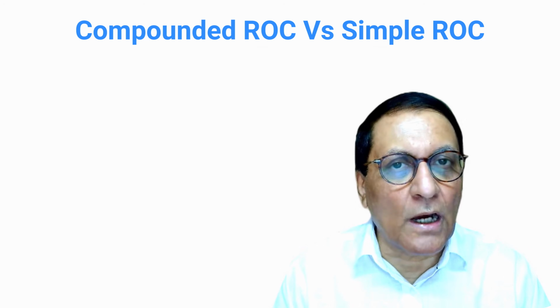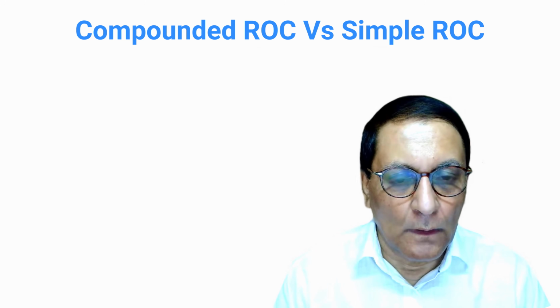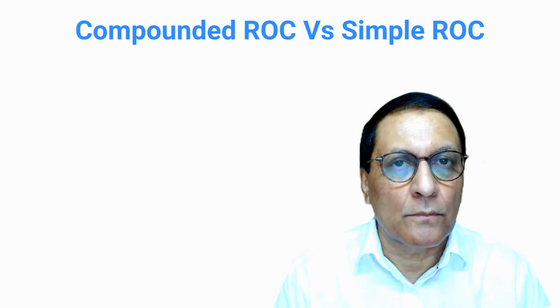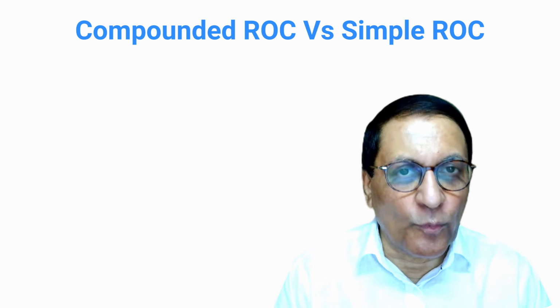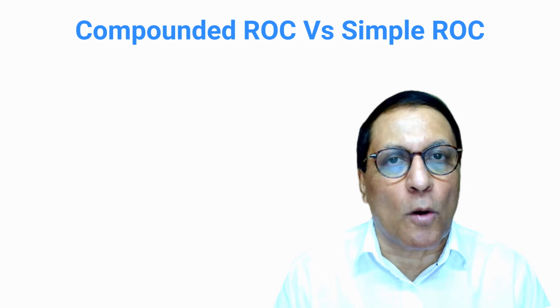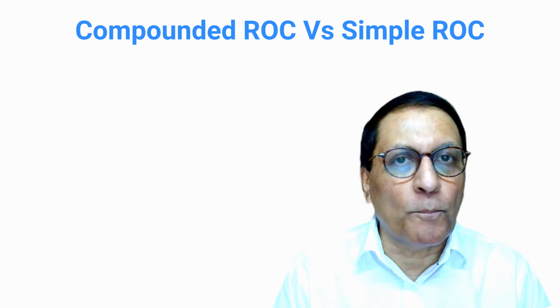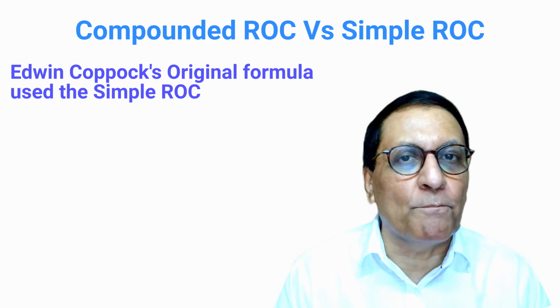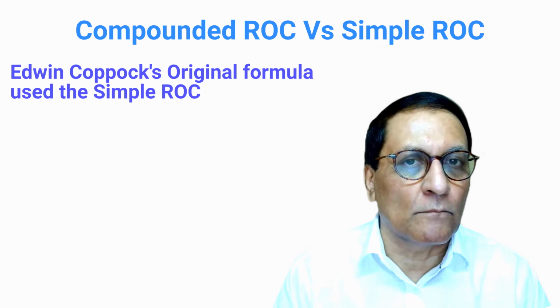A note about the ROC, which is the rate of change of price with time. The Coppock curve's math hides a subtle but powerful sensitivity. The way it reacts changes dramatically depending on whether you use a compounded rate of change or a simple one. Edwin Coppock's original formula used the simple ROC, which treats each percentage move independently.